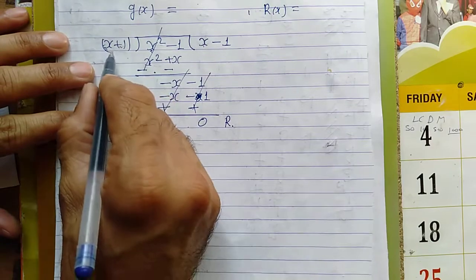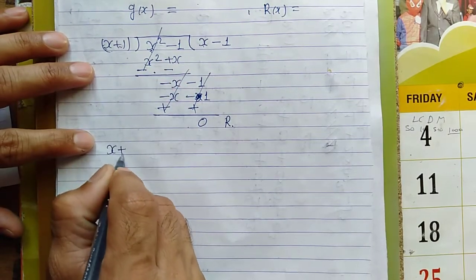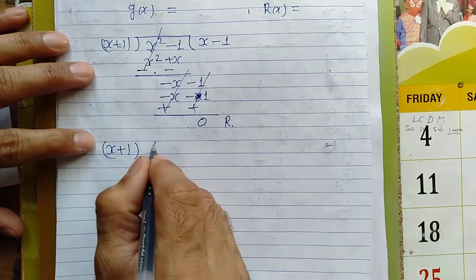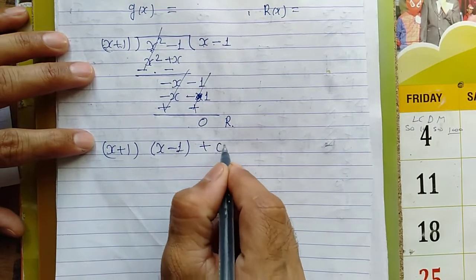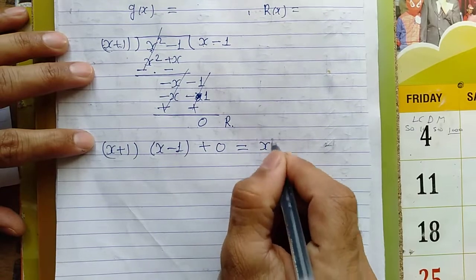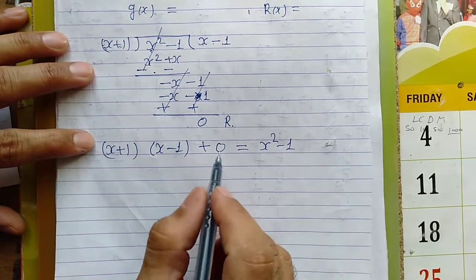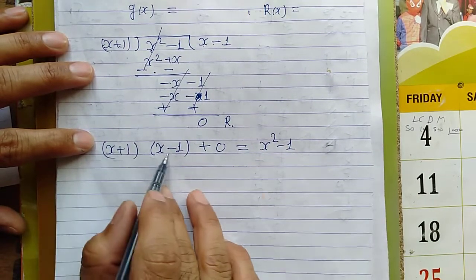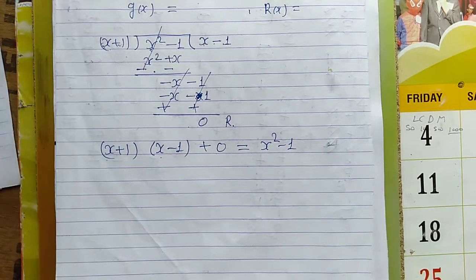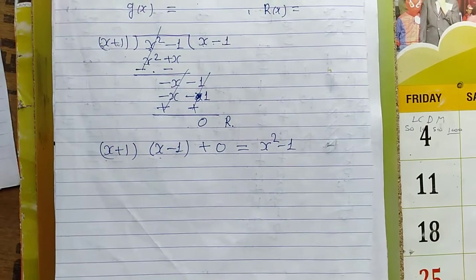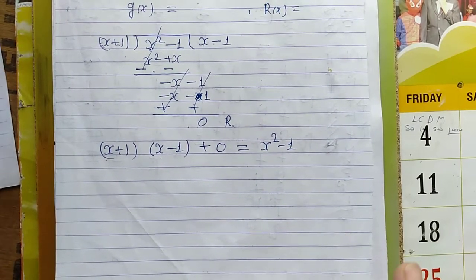So from this we can see x plus 1 multiplied by x minus 1 plus 0, meaning the remainder, is equal to x square minus 1. And when the remainder is 0, x plus 1 times x minus 1 is equal to x square minus 1. As you know, a plus b times a minus b equals a square minus b square. This is an identity also, right?